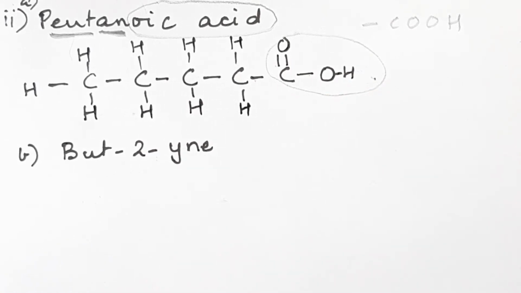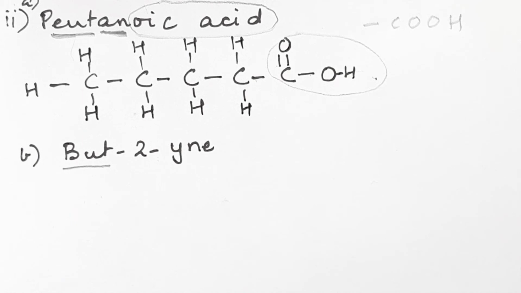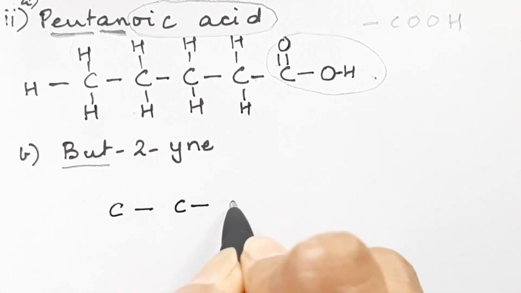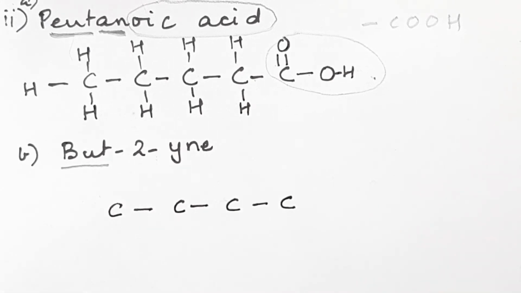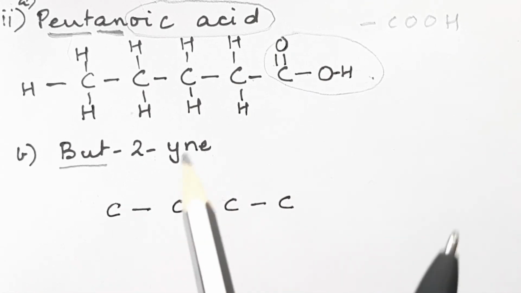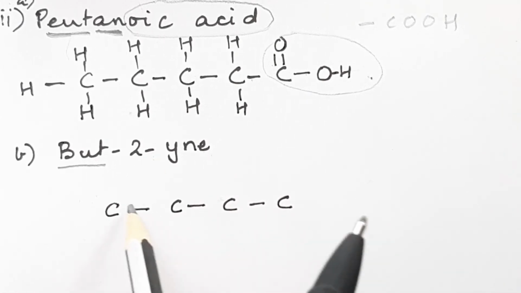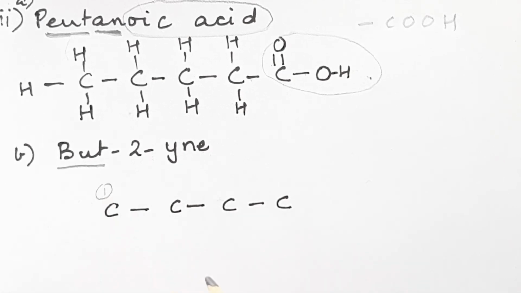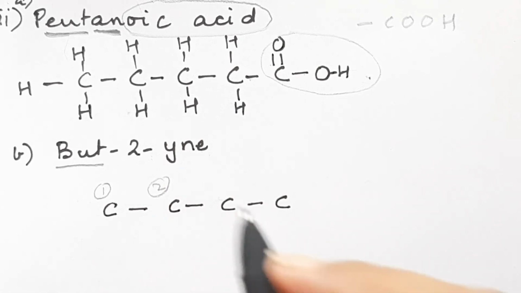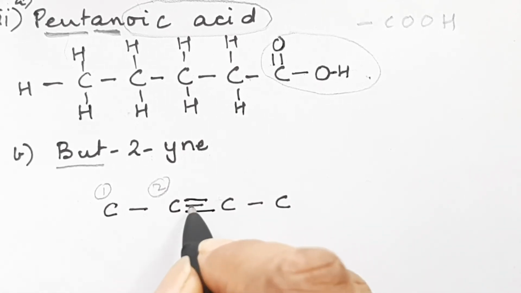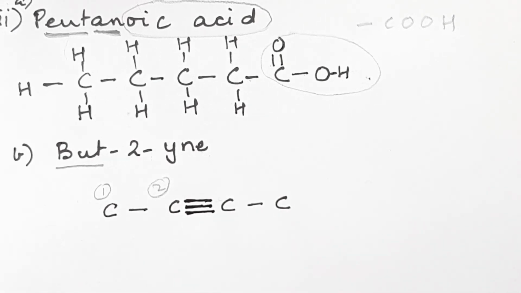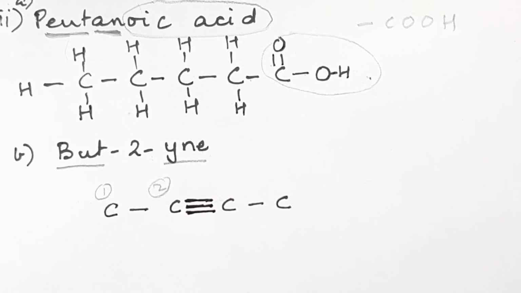Then we come to the second one. What does but mean? But means there are 4 carbons. So 1, 2, 3, 4. Now 2-yne. What does yne mean? Yne means a triple bond. The second carbon. So if I put triple bond here, this will be my first carbon. If I put triple bond here, that will be my second carbon. So I will write this. That becomes your triple bond, and that takes care of this yne.